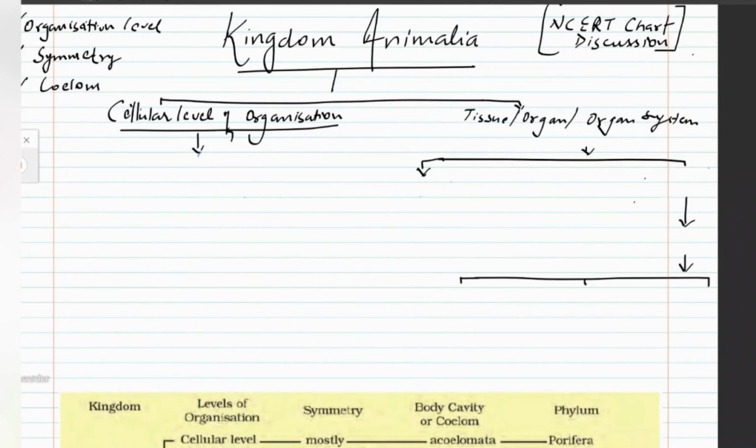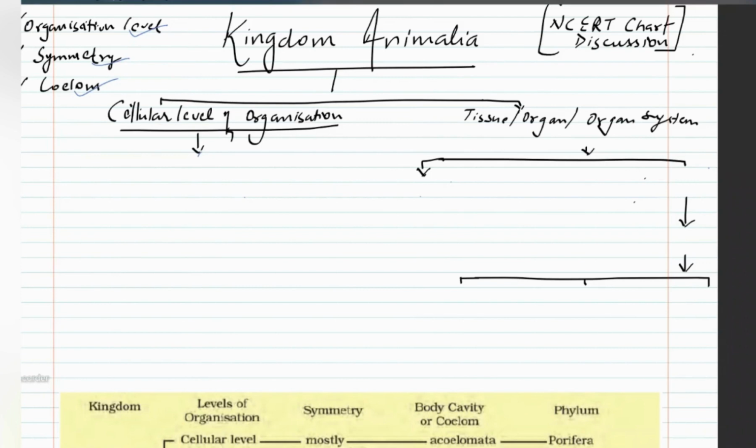In the previous video, we had discussed various bases of classifying animals. In this video, we are going to discuss an NCERT flowchart which discusses the broad classification of kingdom Animalia based on some common fundamental features. The fundamental features that we are going to take up are organization level, symmetry, and coelom.